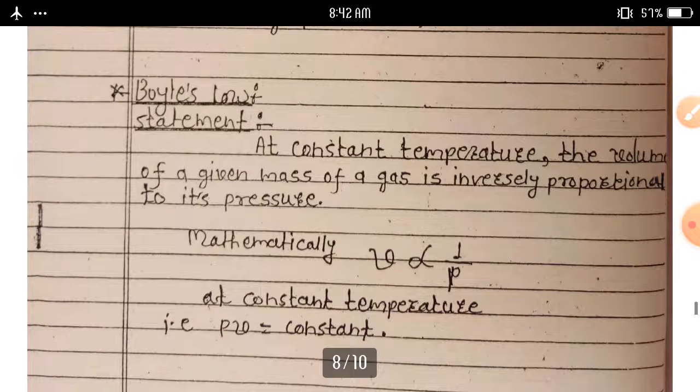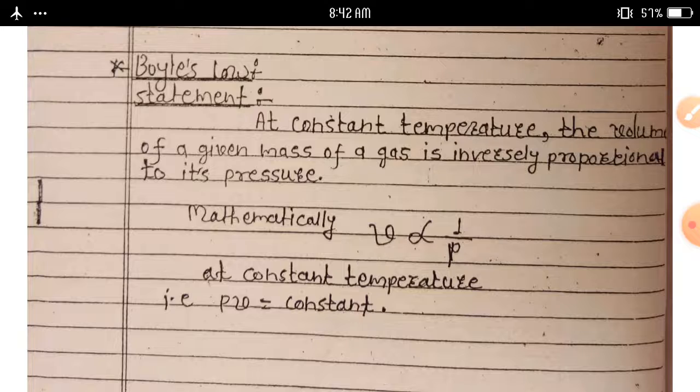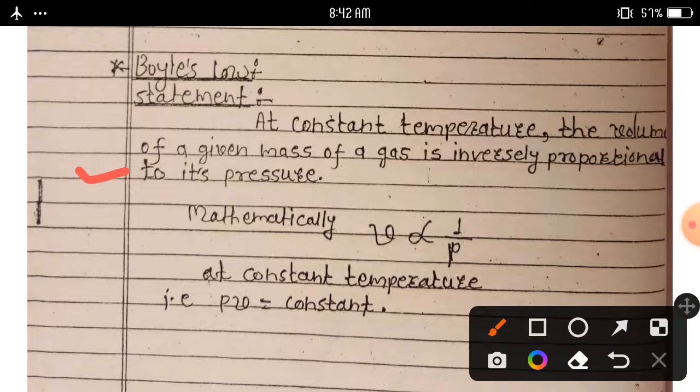Another concept is Boyle's law. Statement of Boyle's law: at constant temperature, the volume of a given mass of a gas is inversely proportional to its pressure. Mathematically, we can write: V inversely proportional to P at constant temperature, that is PV is equal to constant. This is Boyle's law.